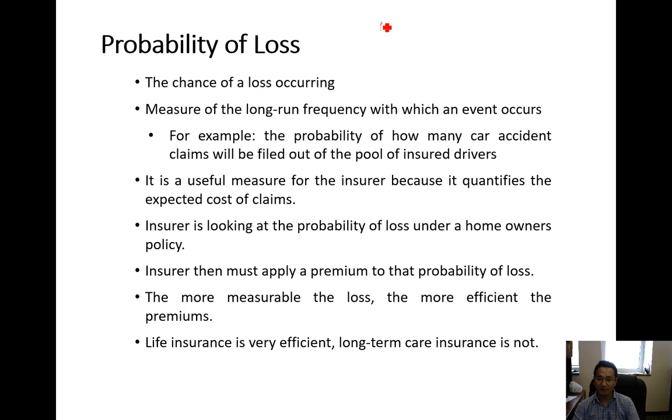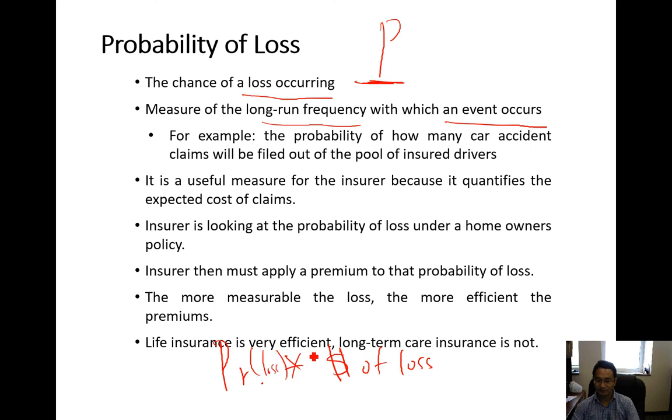So let's talk about something basic, probability, right? We talk about probability for a while when we talk about insurance companies, and then we talk about the probability of death, right? So that's a really fundamental element for insurance. So what is that? The chance of loss, right? You measure the long run frequency at which an event occurs, okay? The probability of how many car accident claims will be filed out of the pool of insured drivers. That's an example. The useful measure for the insurer quantifies the expected cost of claims, right? Looking at probability of loss under a homeowner insurance policy, and then apply a premium to that probability of loss. So basically, probability of loss times dollar amount of loss should equal the premium.